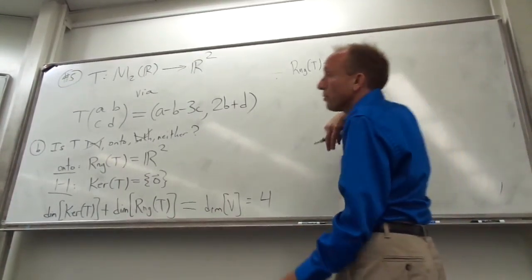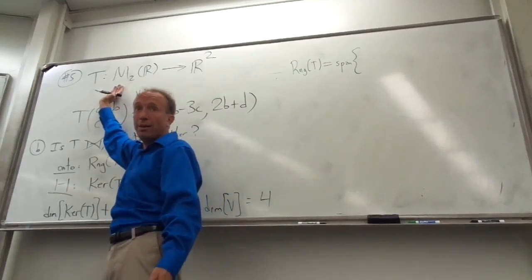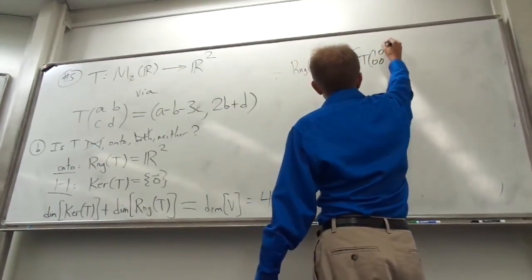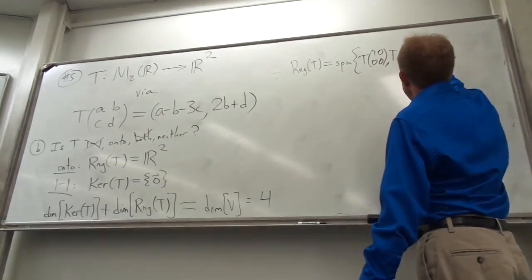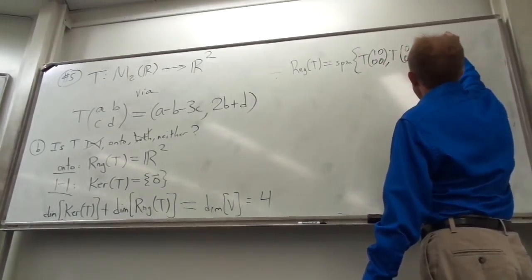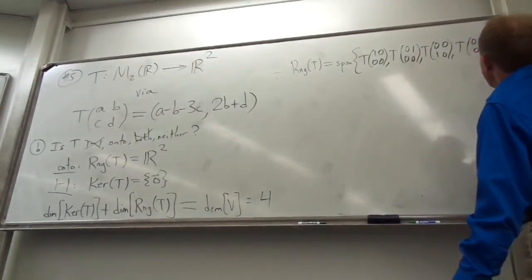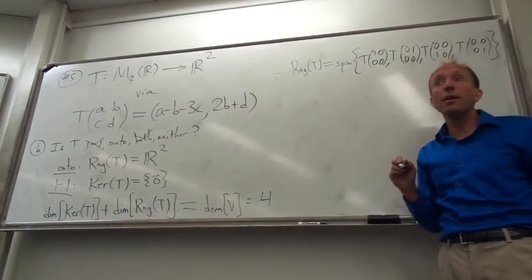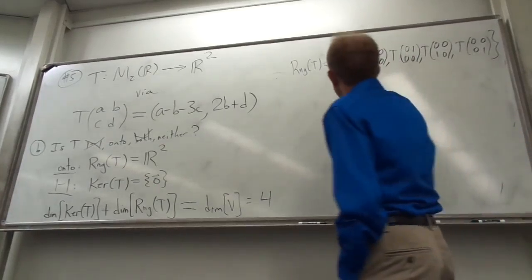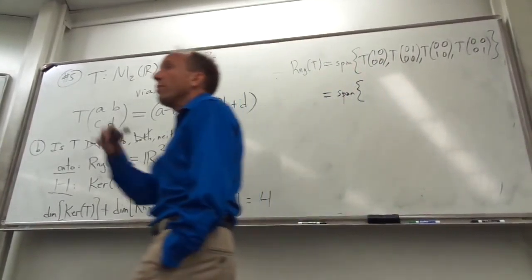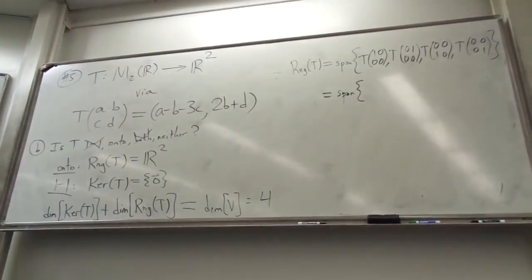So I need a basis for M2 of R. Well, I'm going to use the standard basis, so t of (1, 0, 0, 0), t of (0, 1, 0, 0), t of (0, 0, 1, 0), and t of (0, 0, 0, 1), right? I'm going to make that list of vectors. Okay. And I just have to evaluate each one of these things now.